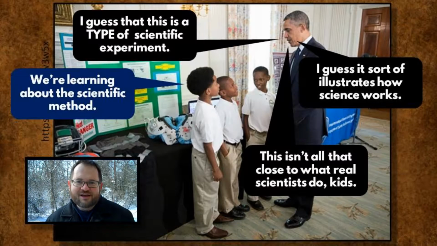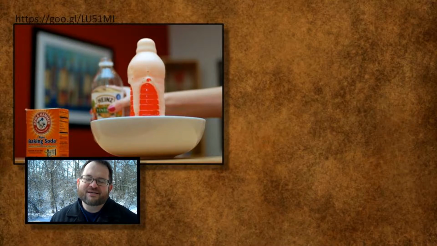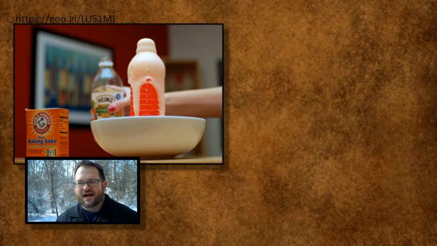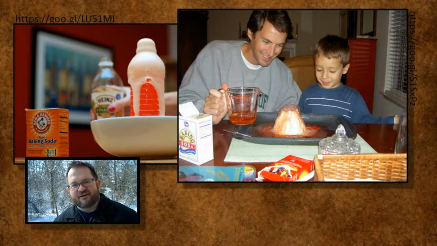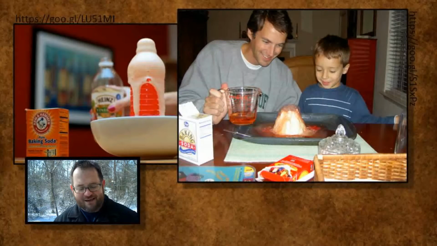It's not very good. Let me give you an example here. Every little kid has at some point done the baking soda and vinegar volcano, where they make a little science experiment with that. And here's a happy father experimenting on making a little lava flow with what looks like a 6-year-old kid. The kid's just happy as can be, and the dad is happy as can be.